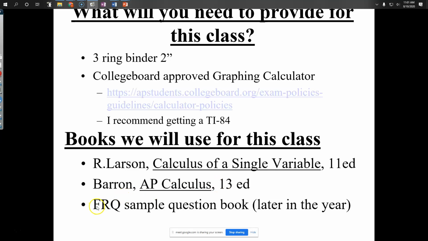And you're also going to pick up later in the year, I don't know how we'll do it, but we'll figure it out, a free response question sample question book. They're called FRQs. We'll be going through it to prepare for your exam. And also, this is not a book, but you'll be picking up the lecture notes as well. So at some point, whenever they figure out how they're going to let students come in to pick things up, you'll be grabbing those things.